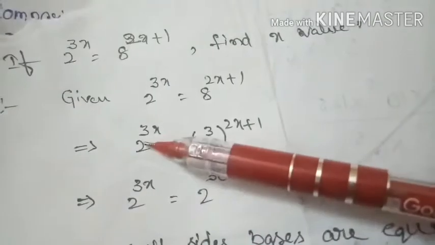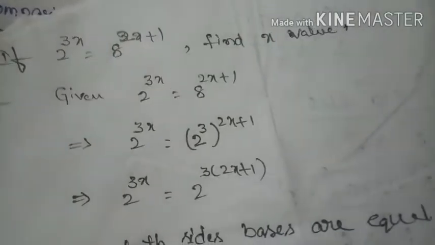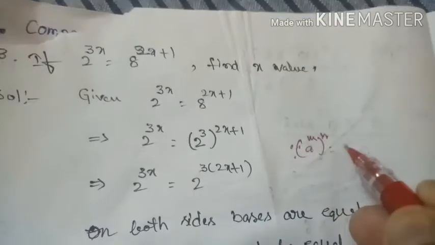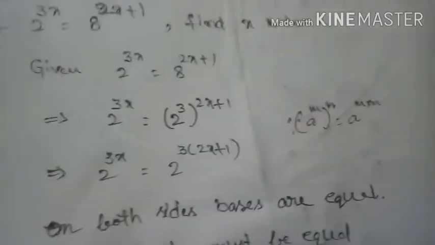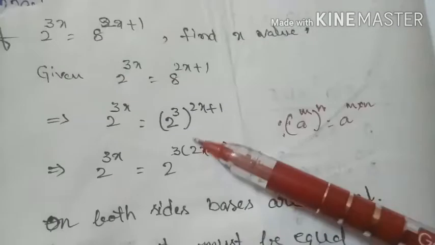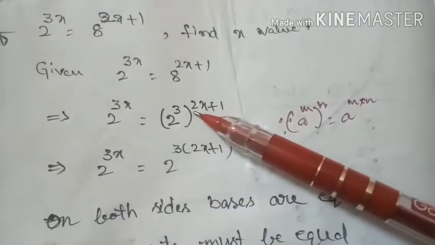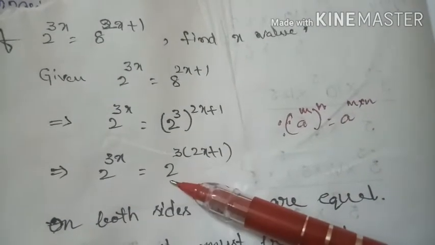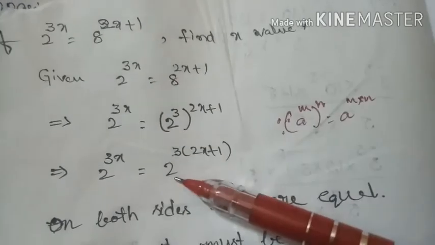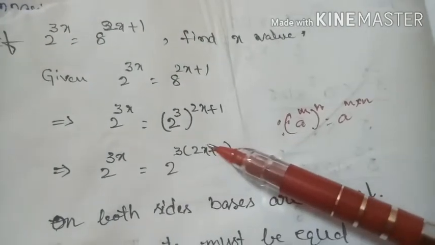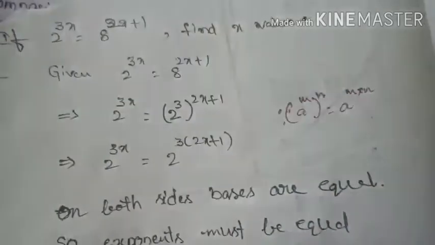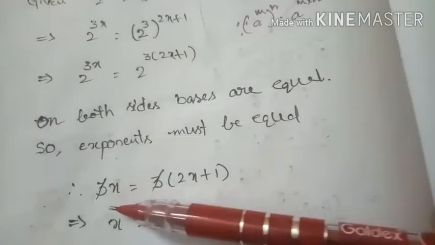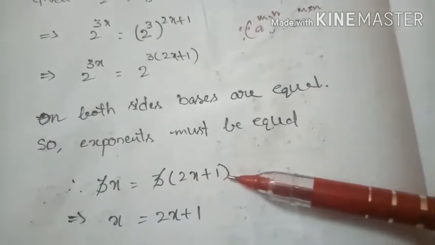So 2 power of 3x is equal to 2 power of, this looks like a power of m whole to the power of n, which is equal to a power of m into n. So I used this formula: 2 power of 3 into 2x plus 1. Now on both sides we have the same bases, then the exponents also should be equal. That is 3x is equal to 3 into 2x plus 1.